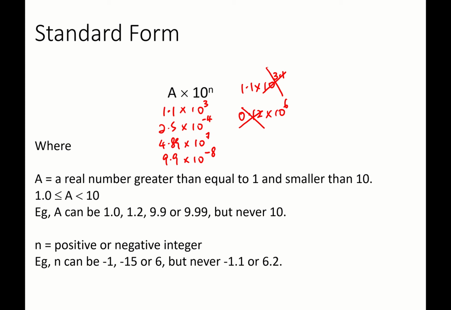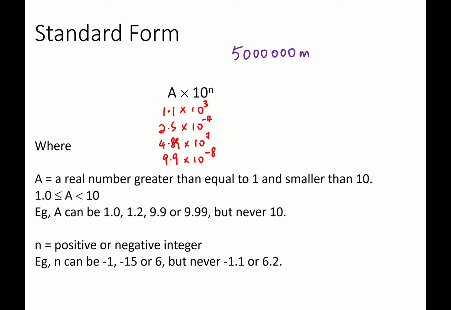Now, what's the point of having standard form? The thing about standard form is that we try to simplify expressions. For example, 5 million meters. Can you see the number of zeros I have to write behind there? 6 zeros. Okay, I have to write 6 zeros. And I have to say 5 million meters.